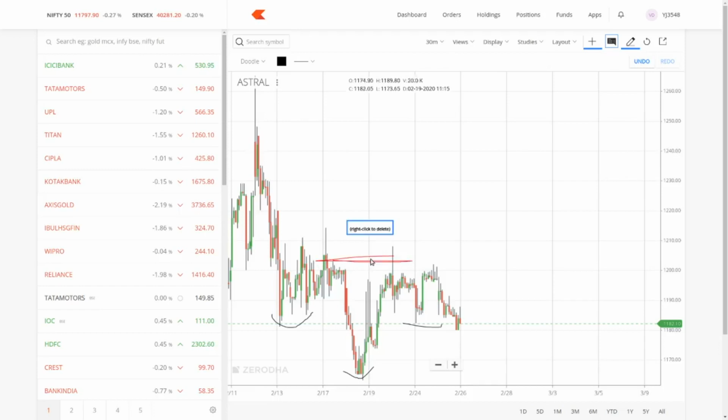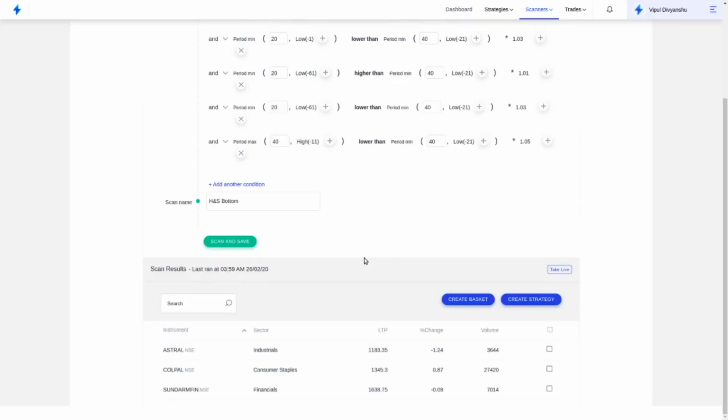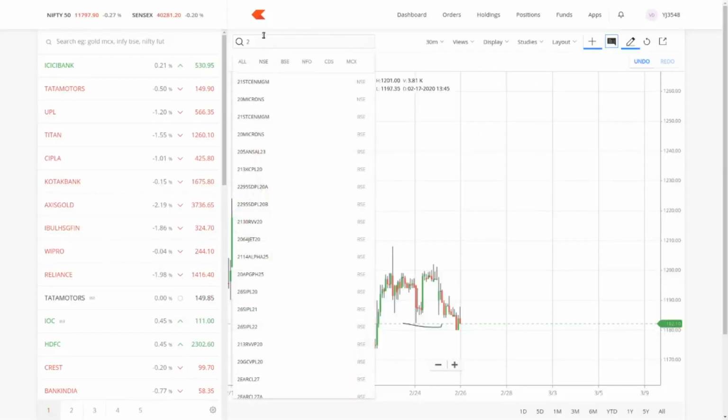Although this is coincidence, we didn't put it for this, but because the scanner itself is lenient, it will identify very strict looking head and shoulders as well as lenient looking head and shoulders also. So we got another result called Colpal. Let's look at that as well.